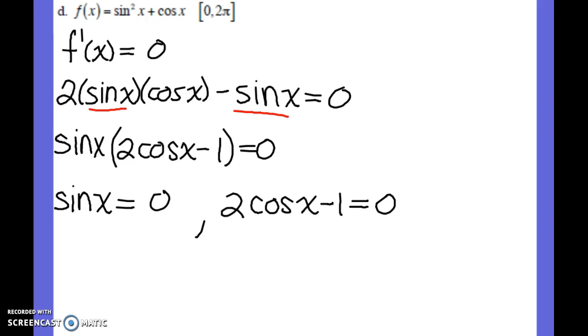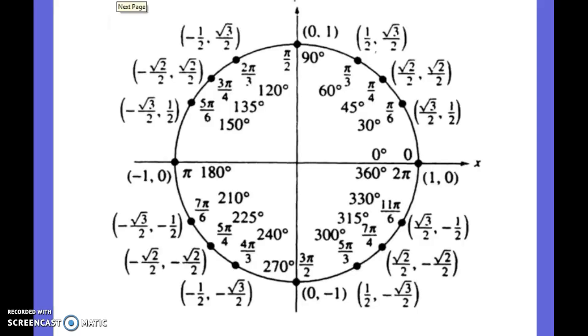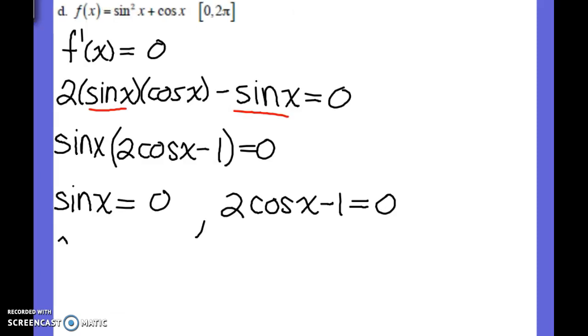And if you look, where will sine of x give you 0? The y value, we're looking for y values here. The y value here is 0. And where else is the y value 0? Not here, not there, not there. Right here. So at 0 and pi. Okay. So, x equals 0, x equals pi.